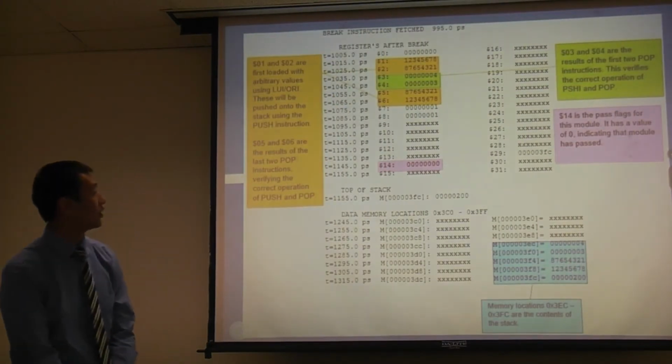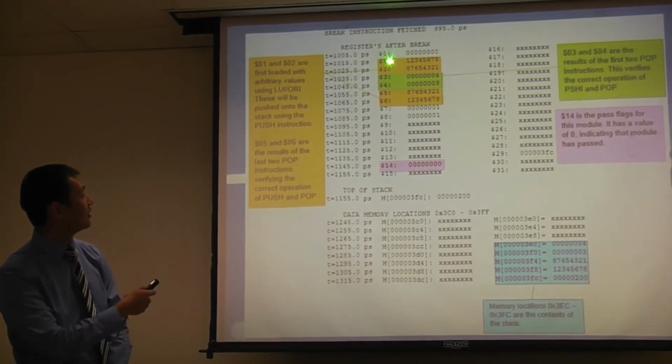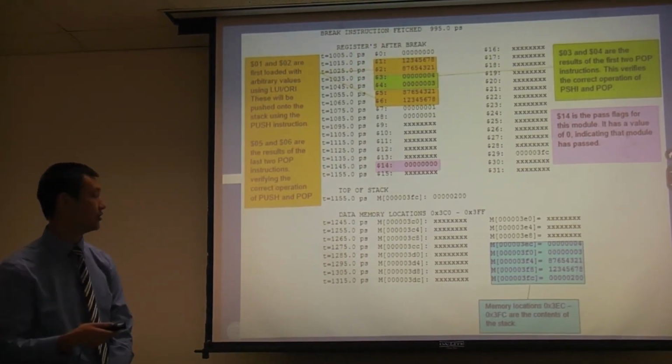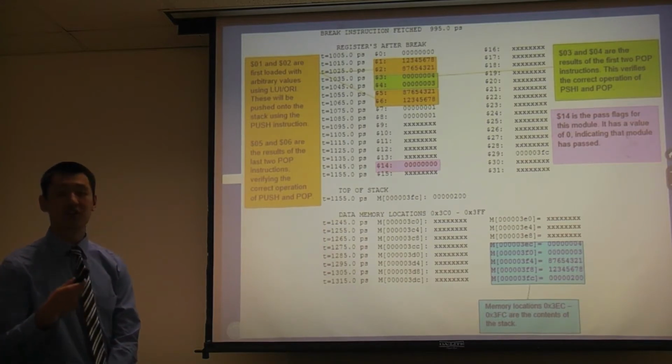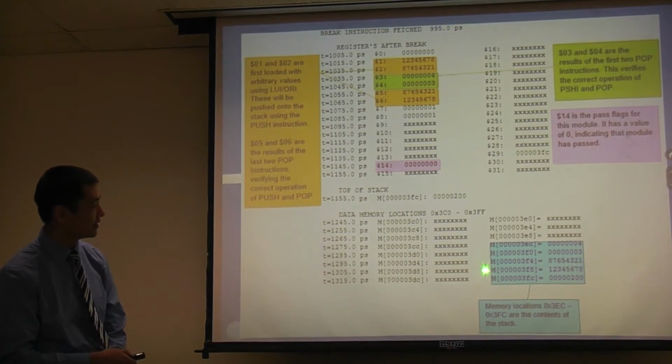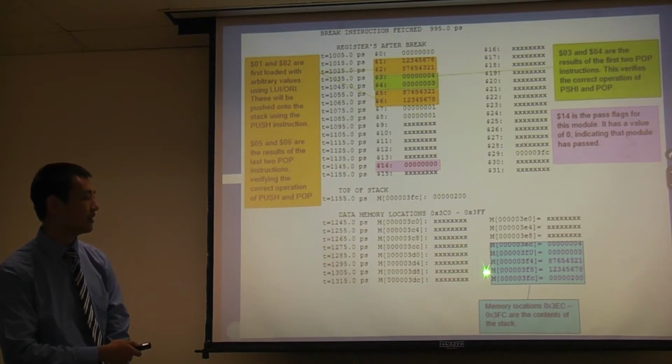So here's our log file. You can see R1 and R2, again arbitrary values, are loaded, and then we push those values onto the stack. Here you can see 3FC is our initial stack pointer, and then we decrement. We first decrement, then push, decrement again, and then push.